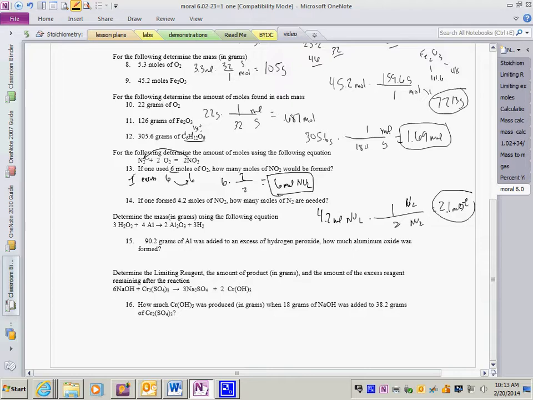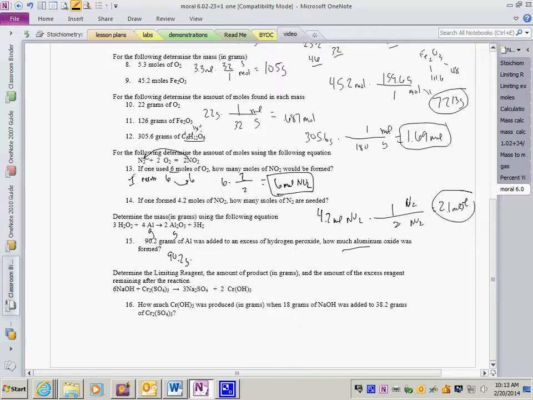Alright, number 15 says we have 92.2 grams of aluminum added to excess hydrogen peroxide. How much aluminum oxide would be formed? I have this given to me in grams, and I want to know the aluminum oxide formed, and it doesn't say which unit. I'm going to just go to moles and then to grams. So convert to moles.